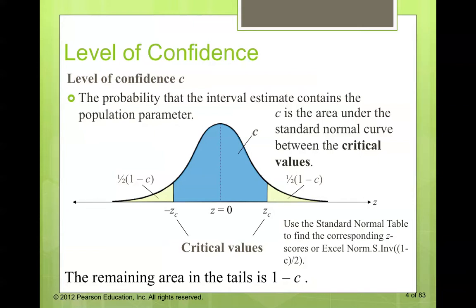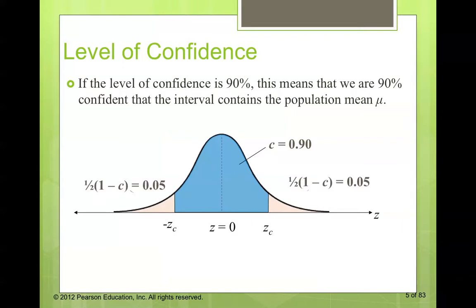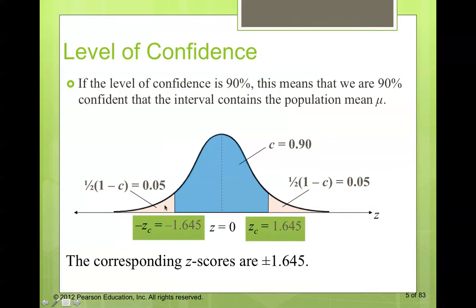We can use the standard normal table to find the corresponding z-scores, or we can use Excel NORM.S.INV of 1 minus C over 2, or we can replace that 1 minus C with alpha. If the level of confidence is 90%, this means that we are 90% confident that the interval contains the population mean, mu. So if that's 90%, we take what's remaining, 10%, divide it by 2, and get 0.05 and 0.05. If we were to put this into technology or into the table, we would get 1.645 as our z-score.